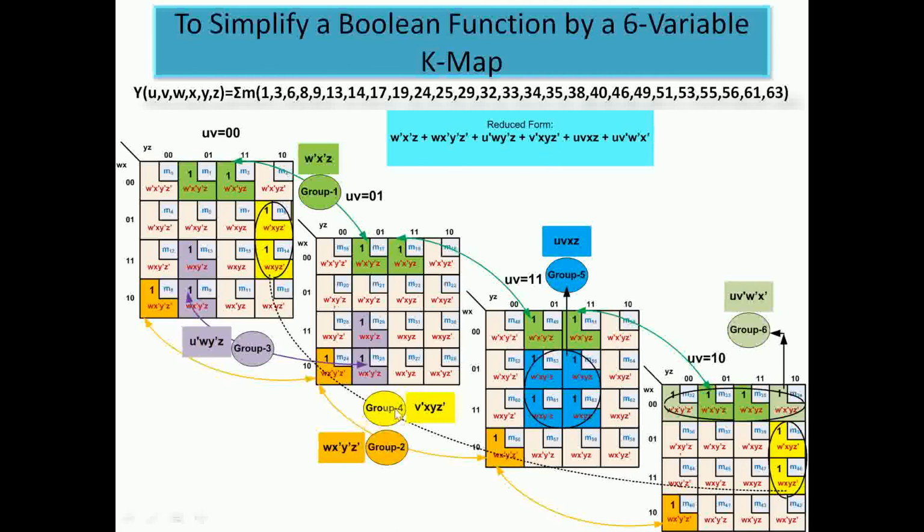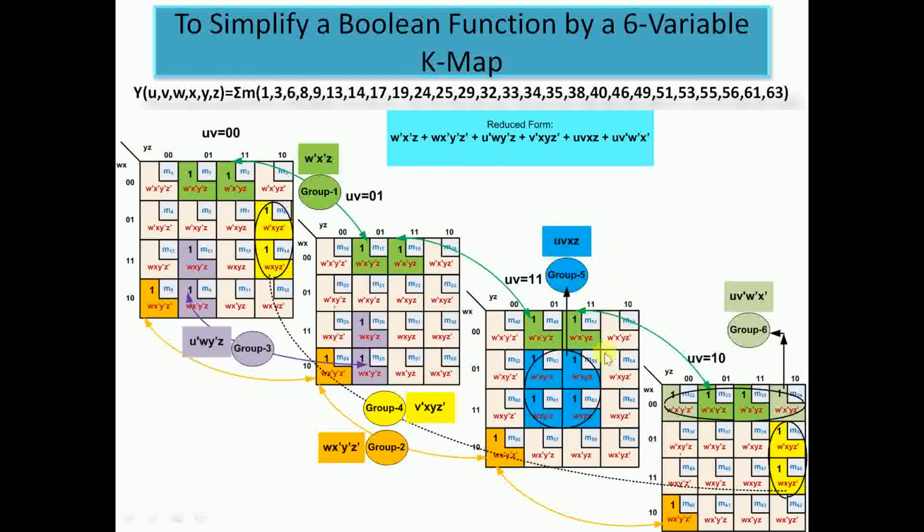Now I'll focus on group 4, which is from map 1 and map 4. So here UV is equal to 0 0 and UV is equal to 1 0. So U is changing, V is fixed, so we have V bar. Now we can focus on this fourth map, or we can focus on this first map. If we focus on this fourth map, here if we see the WX variables, W is changing and X is fixed, so we have X. If we focus on this column, we have Y as 1, Z as 0, so we have Y Z bar. So group 4 has the reduced form V bar X Y Z bar.